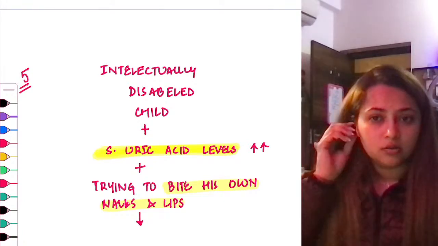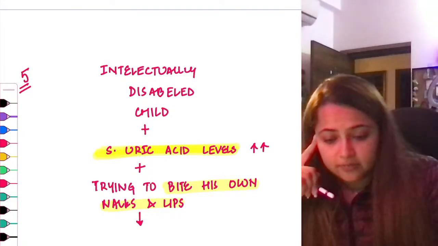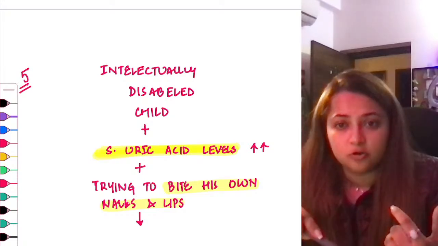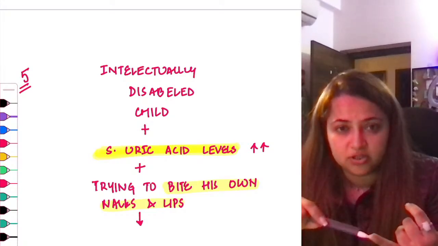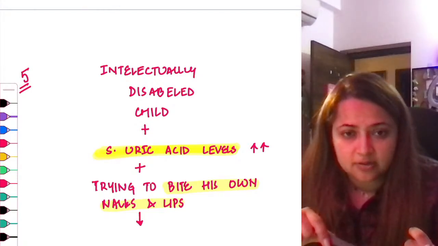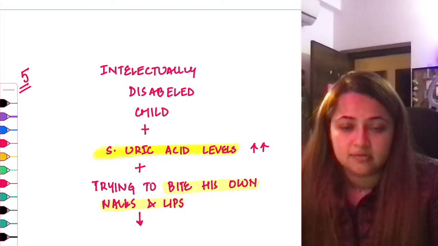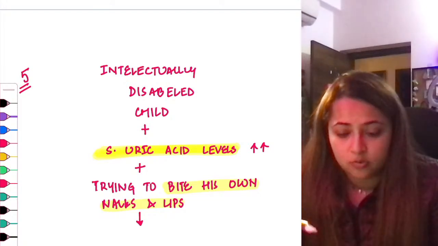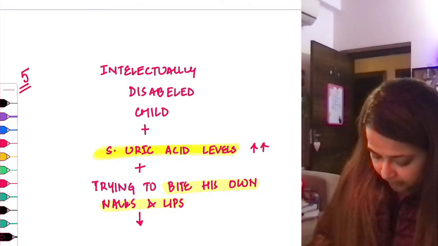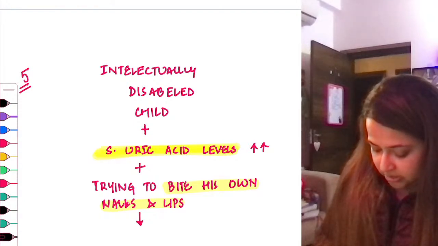Okay, so I'll be speaking loudly now. I hope I am audible. So the condition that we are talking about here is Lesch-Nyhan syndrome. Look at the hints given in the question: intellectually disabled child, serum uric acid levels high, the child is trying to bite his own nails or fingers or lips. So what are we talking about? Lesch-Nyhan syndrome. This is very, very important. INICET also, this is a favorite.